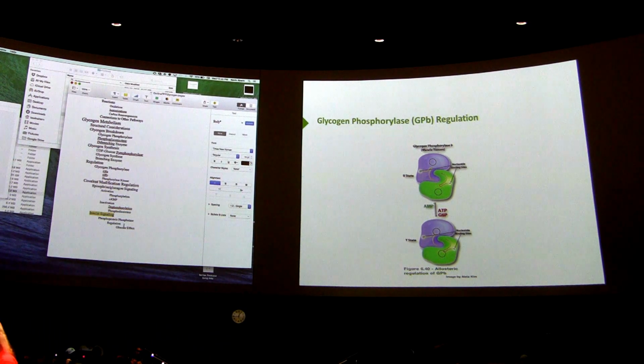Why? Because it takes a blood supply to deliver hormone from the source of where it comes from to the liver to let go of glucose.